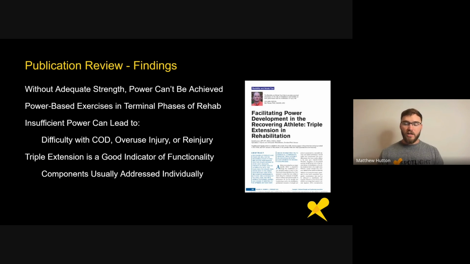So that's why I tend to progress things the way that I do, where you start with complete range of motion before you start to incorporate strength. And then you have to have adequate strength before you can introduce power.